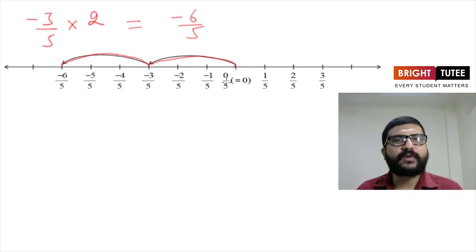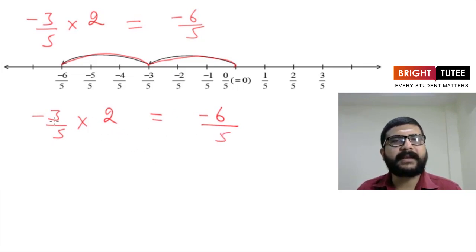Do we always have to draw a number line and then plot all the numbers and then make jumps and find the product? Will it be possible every time? No, it is not possible every time. So let's see what we have to do. We have to do minus 3 upon 5 multiplied with 2. So let's do one thing. Let's multiply minus 3 into 2. This will give us minus 6 and the denominator is 5.